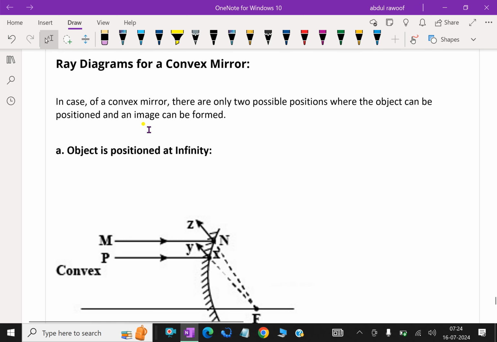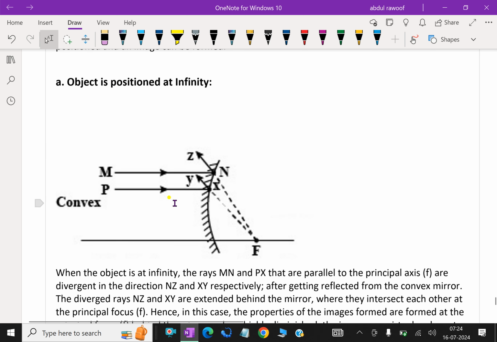Next, the ray diagram for a convex mirror. Just one or two positions here. In the case of a convex mirror, there are only two possible positions where the object can be positioned and an image can be formed. The object is positioned at infinity.